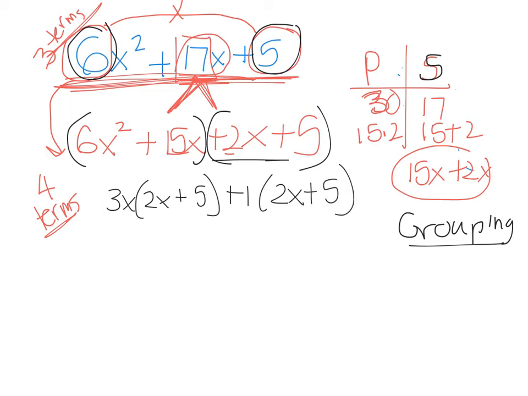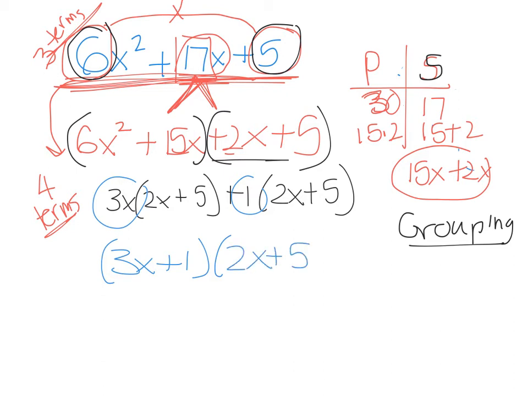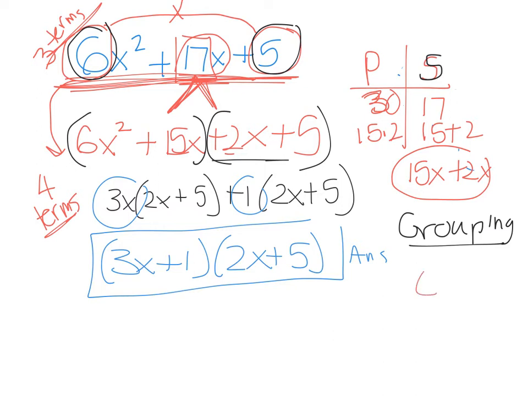Now I'll do what we normally do with grouping. We're going to take the outside and write 3x plus 1. Take the inside, 2x plus 5. This is my answer. I have factored the trinomial. And just to show you, we're going to check this one.